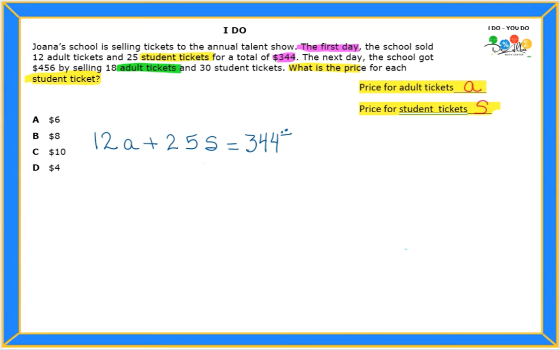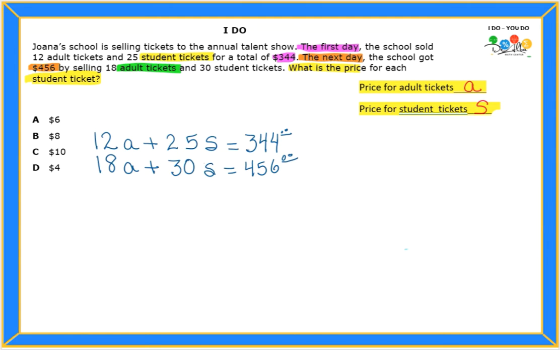The next day, it says the total was 456. The first one is 344. The second one, I am going to write down my equation right now. On the second day, how many tickets did they sell? Well, it says the next day, the school got 456 by selling 18 adult tickets, and they sold 30 student tickets, and the total that they sold on the day was $456.